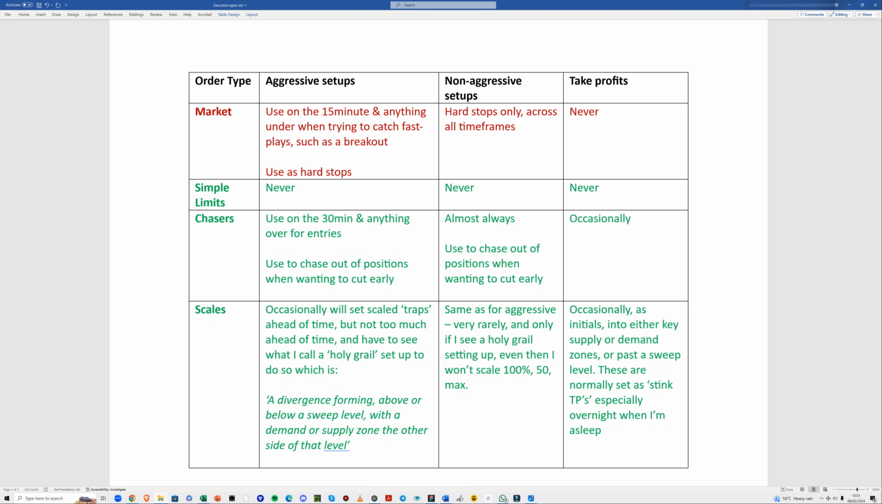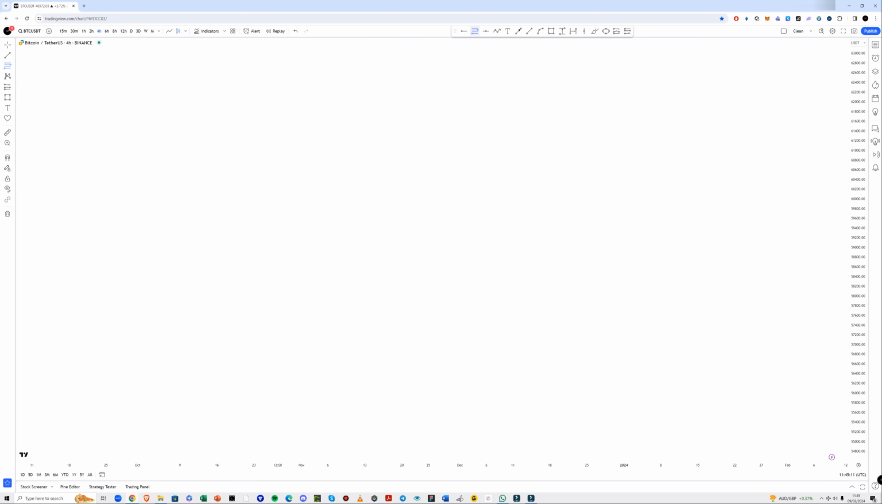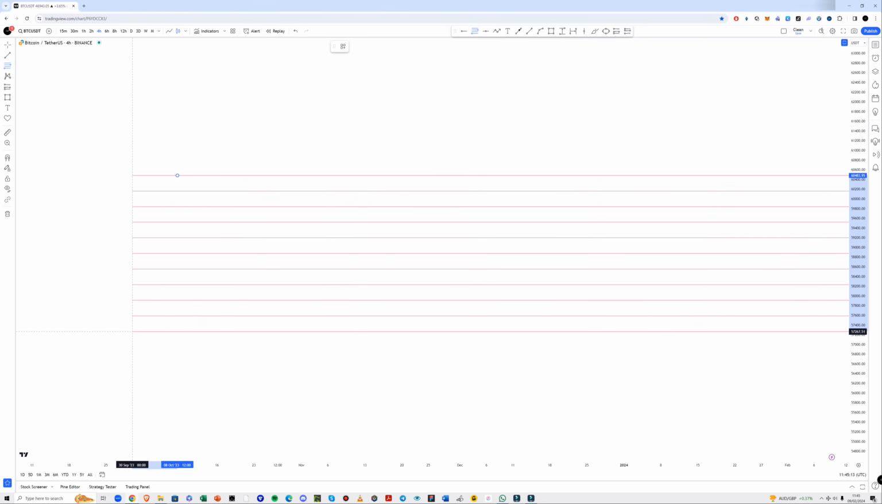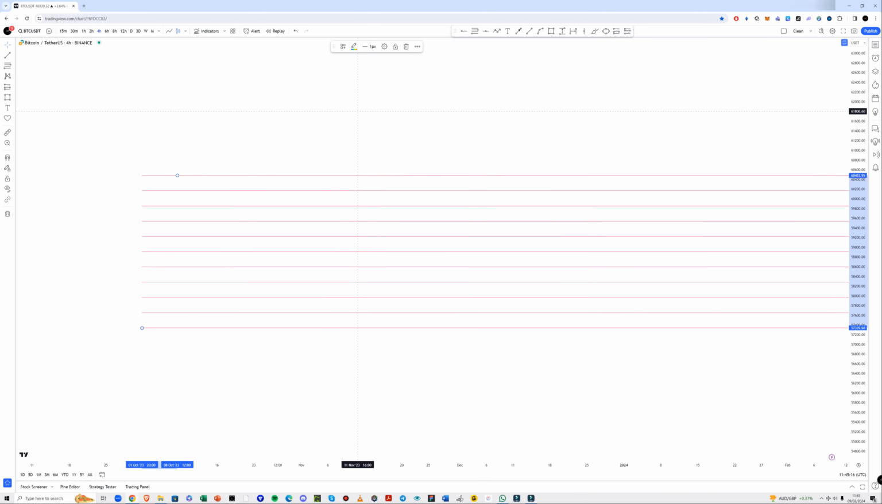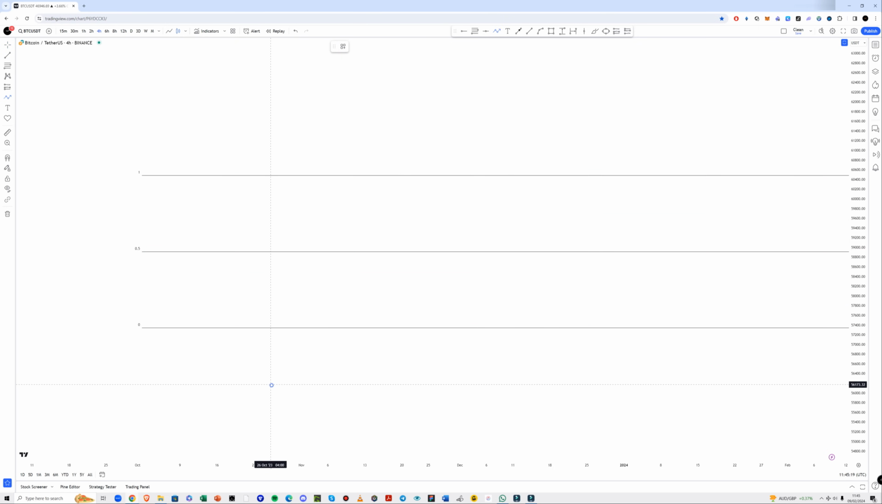But where I do use scales a little bit more often is for take profits, okay? So I've written here occasionally as initials into either key supply or demand zones or past a sweep level. These are normally set as stink TPs, especially overnight when I'm asleep. So let's, for instance, imagine we are long positioned and the asset we're long positioned in is range bound. Let's say it's in the lower end of the range and we've got quite a distance to go until we break the range highs. What could be a nice thing to do in that case is essentially just set some scaled asks above the range high.